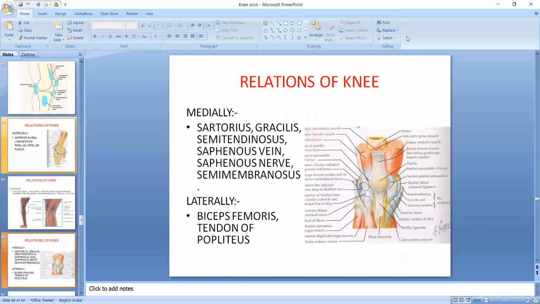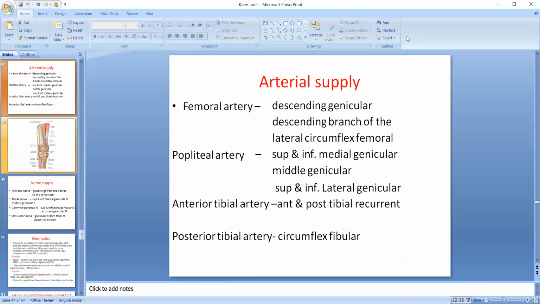Medially, sartorius, gracilis, semitendinosus, great saphenous vein, saphenous nerve, and semimembranosus muscles. These are some muscles, veins, and some nerves related to the sides. Laterally, there is biceps femoris and the tendon of popliteus muscle. So these structures are present around the knee joint.